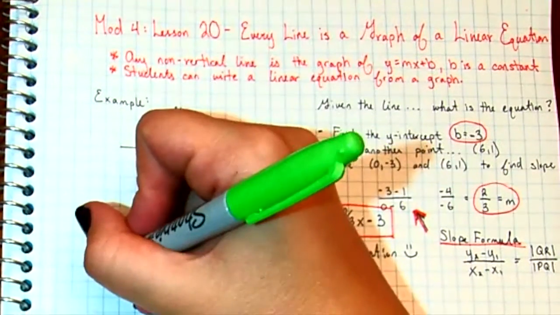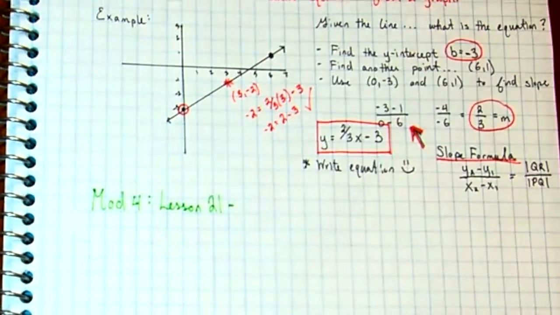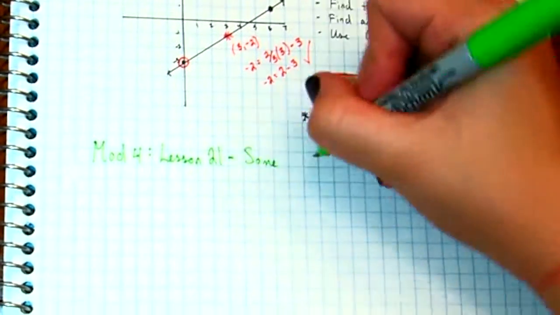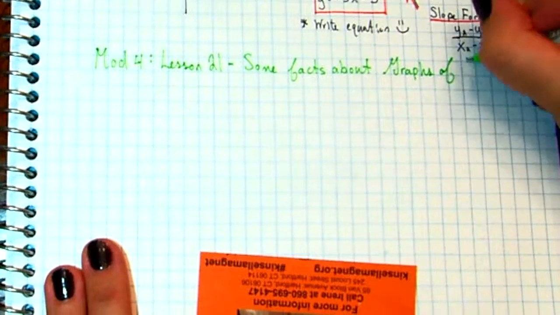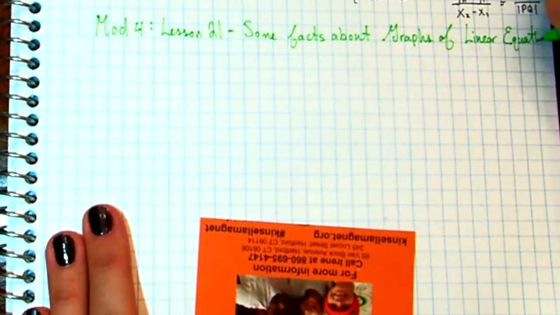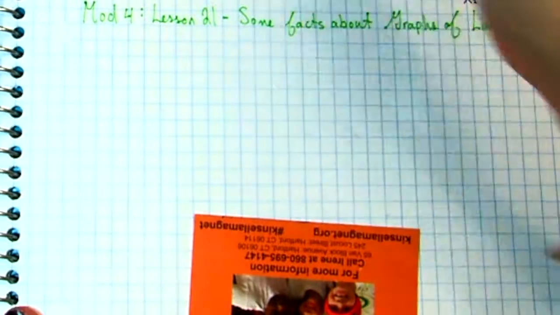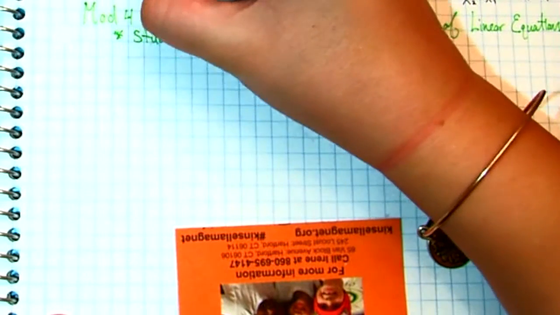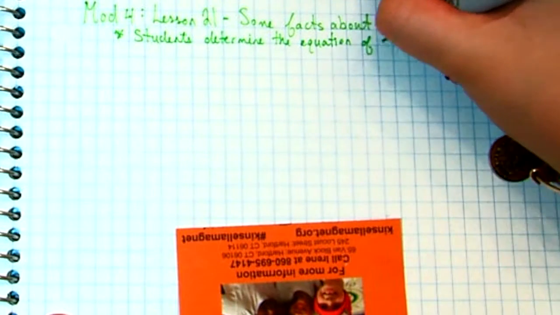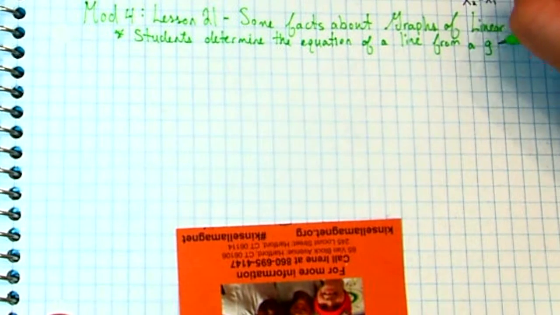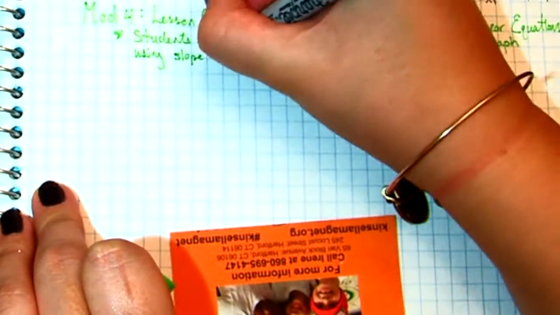Moving on to Module 4, Lesson 21. I'm going to focus on some facts about graphs of linear equations. With my main idea being that students determine the equation of a line from a graph using slope and y-intercept.